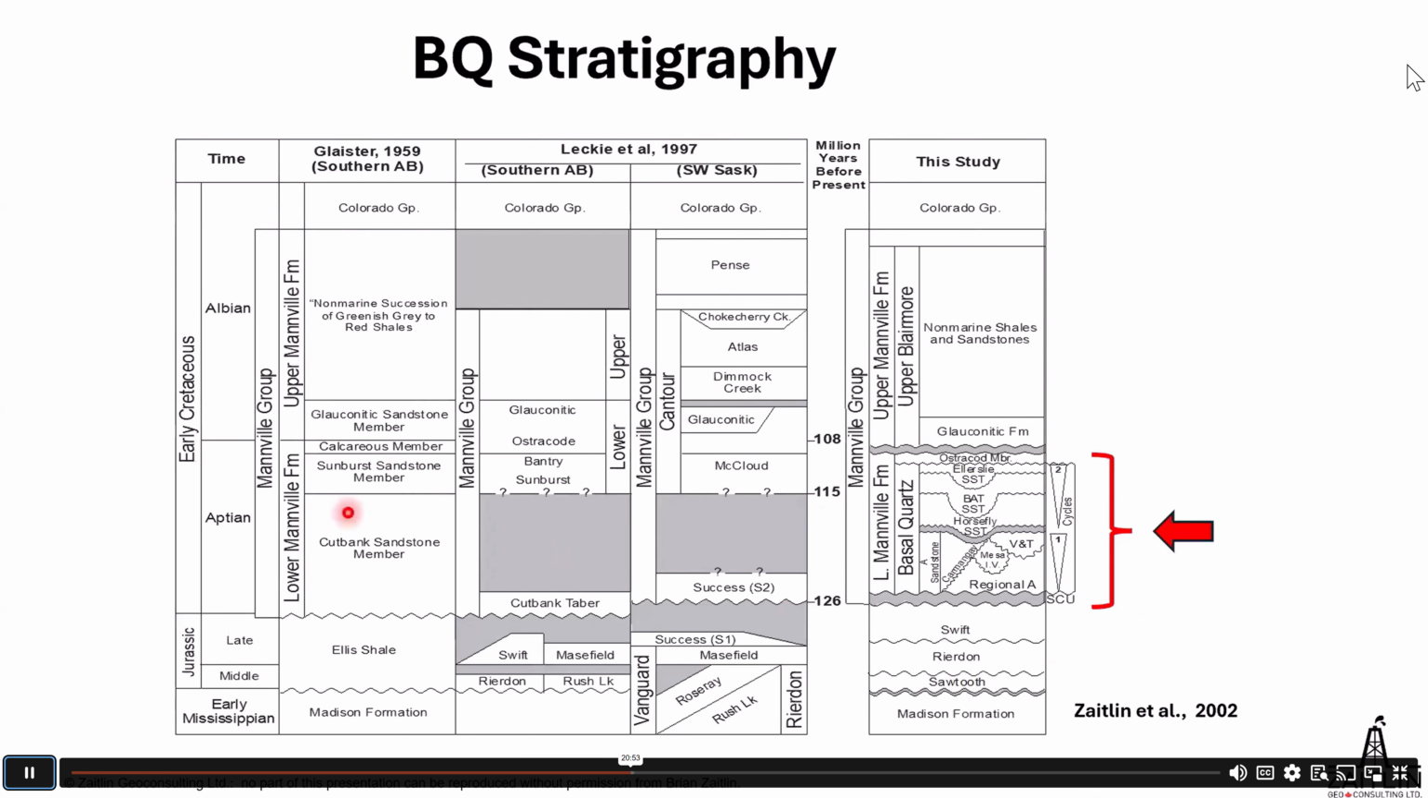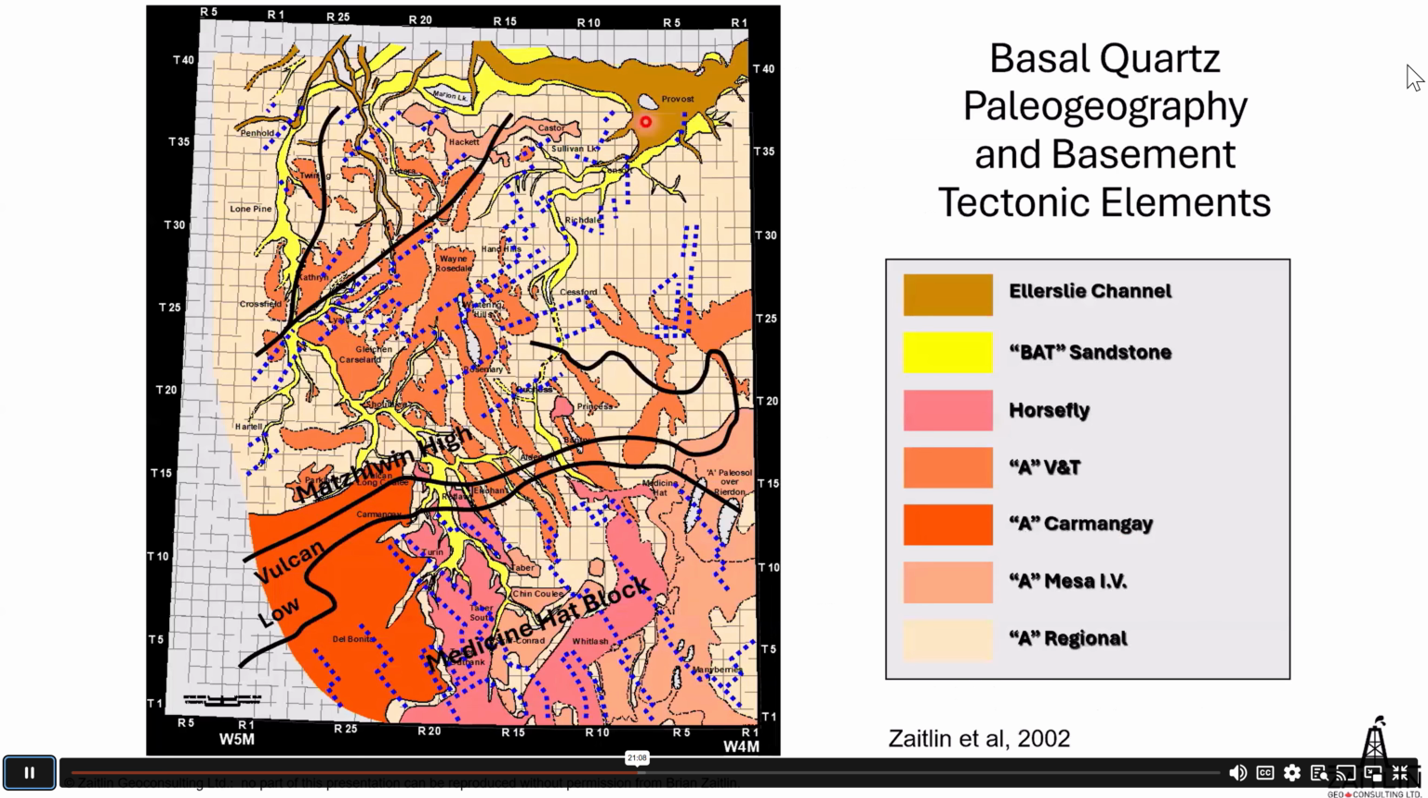The BQ, usually in lower Aptian age, was broken up into a couple of different stratigraphic units. We broke it up into many more stratigraphic units in through there, and I'll show you how we did that in a second. And we came up with a very, very complicated paleogeography. Again, this is Township 1 to Township 40, Saskatchewan border to the foothills. Each of these colors represents a different stratigraphic unit.